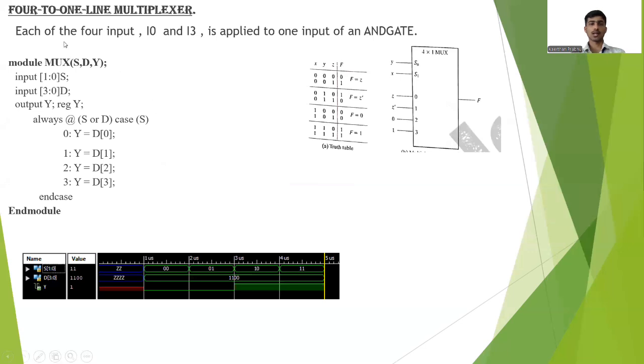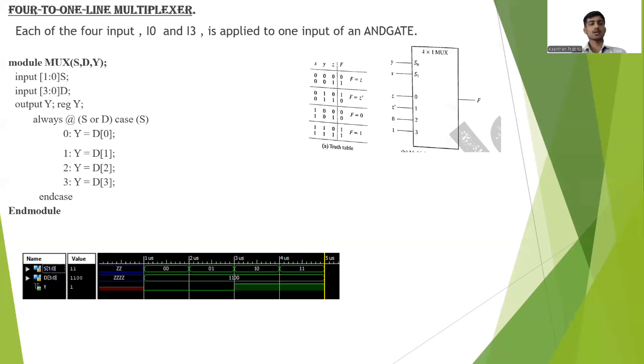Now the 4 to 1 line multiplexer. In the 4 to 1 line multiplexer, there are 4 inputs, whereas we get 1 output line. Here the module I have named MUX. S and D will be the inputs and Y will be the output, whereas S stands for the selector, D stands for the data, and Y will be the output.